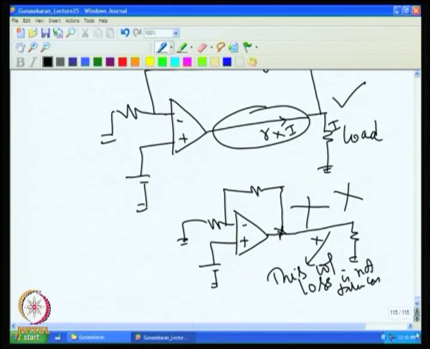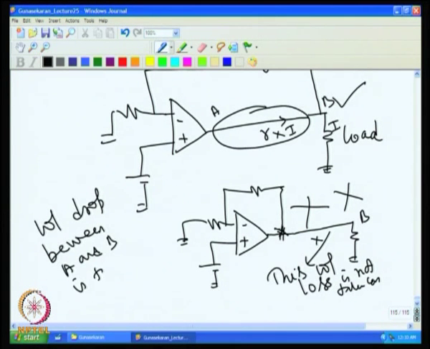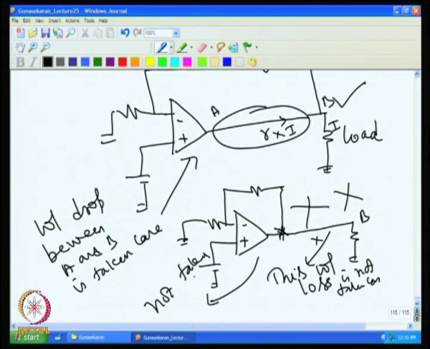I will call these A and B. So the voltage drop between A and B is taken care of in this circuit. It is not taken care of in the other circuit. So the first circuit is the only one to be used for this purpose. We will close this discussion with this. We will see in the next class the consolidated application of all these errors, and then we move on to the AC applications. Thank you.